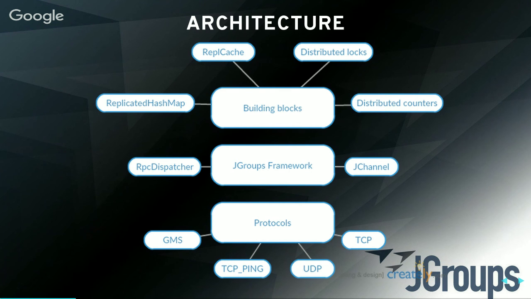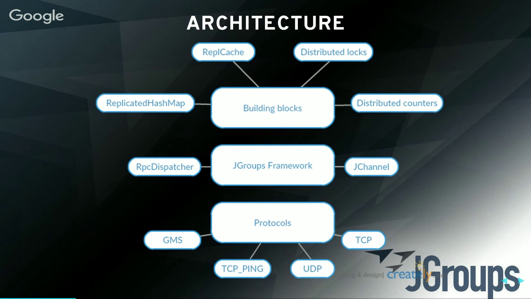And on top of the JGroups framework, we also have building blocks. These are much more sophisticated things that can, for example, give you distributed logs, distributed counters, or a replicated hash map. We will also take a look at this a little bit later.